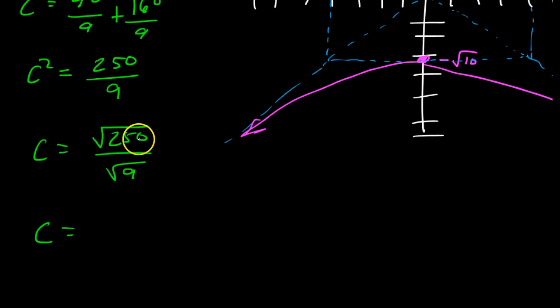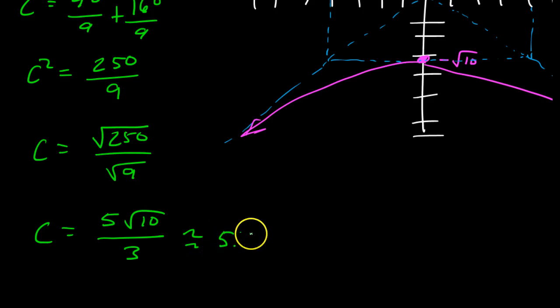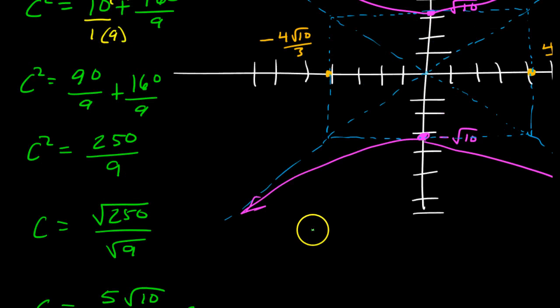Obviously this is 25 times 10. So when I take the square root, it will be 5 radical 10. And the square root of 9 is 3. So this is my c value. Okay, a decimal approximation for this. This is approximately 5.3. That's just for graphing purposes.